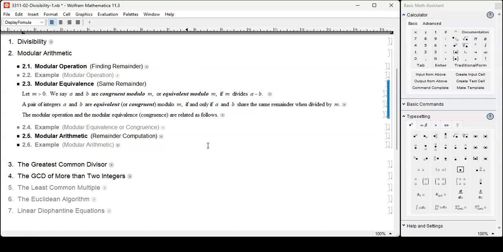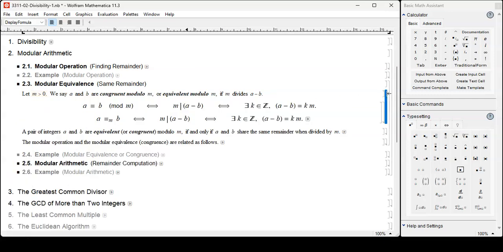Okay, here we go. Here's the definition. Let m be a positive integer. We say a and b are congruent modulo m, or equivalent modulo m, if m divides the difference a minus b. You can write it like this: a minus b is some integer times m.